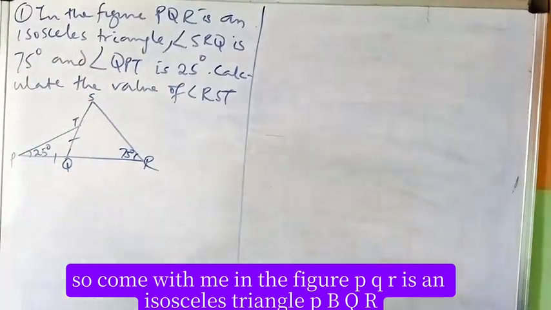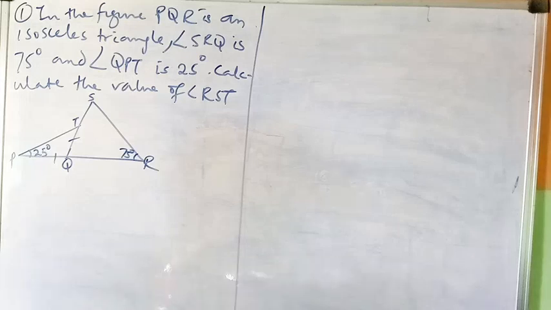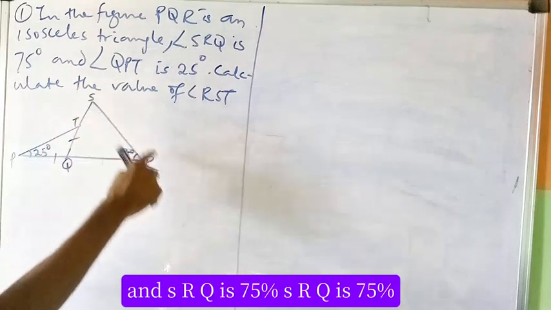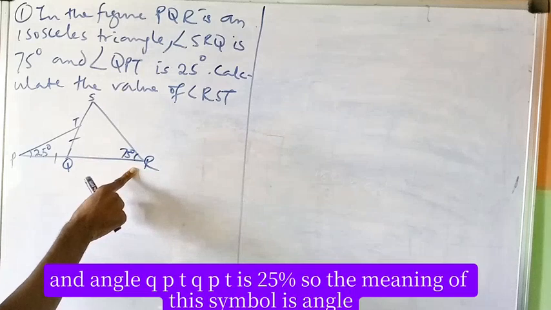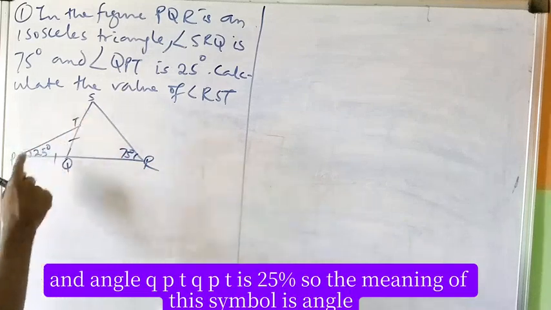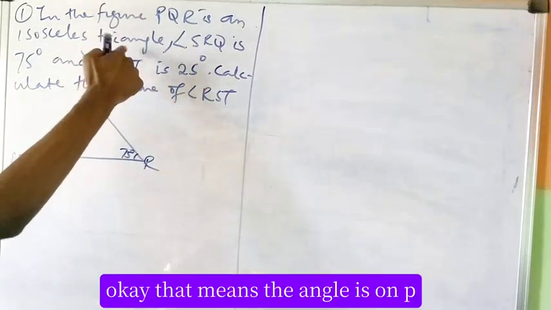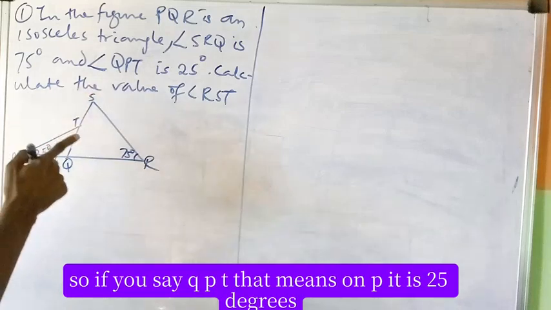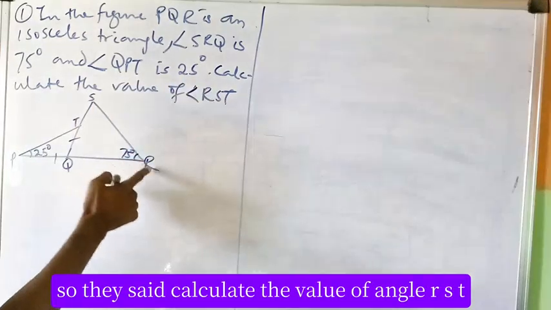In the figure, PQR is an isosceles triangle. And angle SRQ is 75 degrees. And angle QPT is 25 degrees. So the meaning of this symbol is angle. That means the angle is at P. So if you say QPT, that means at P it is 25 degrees. So they said calculate the value of angle RST.